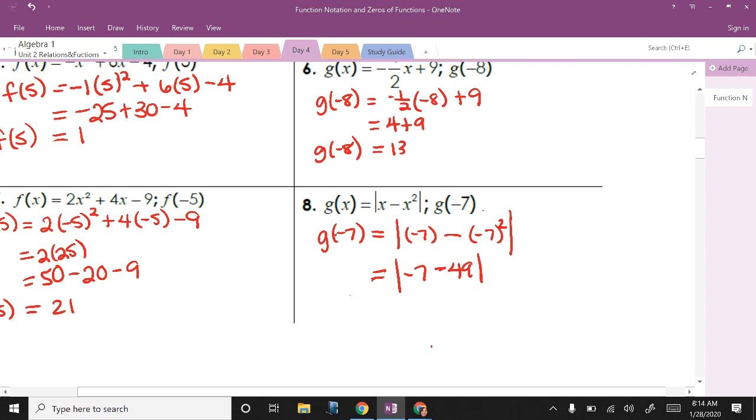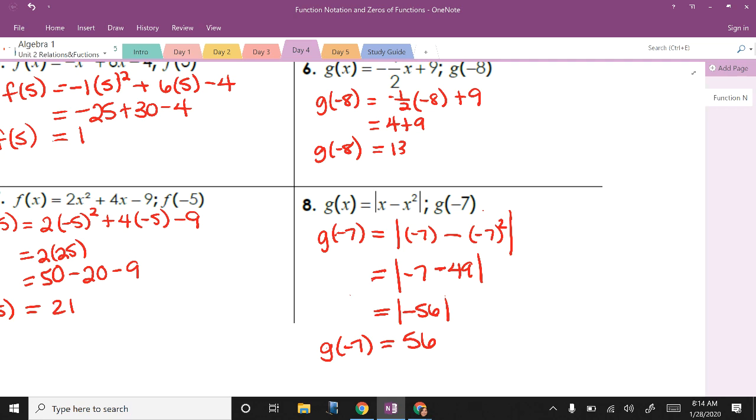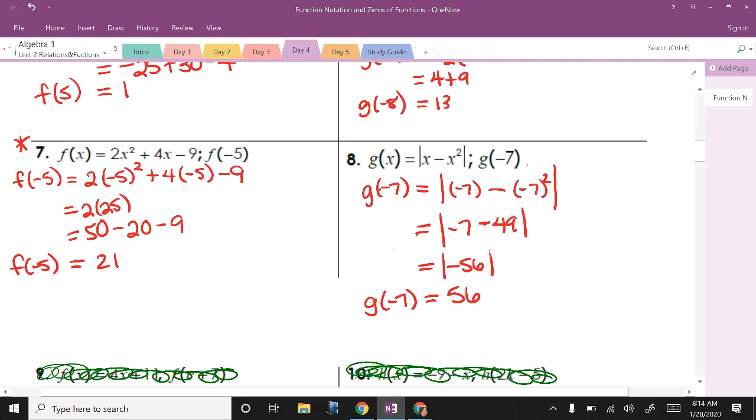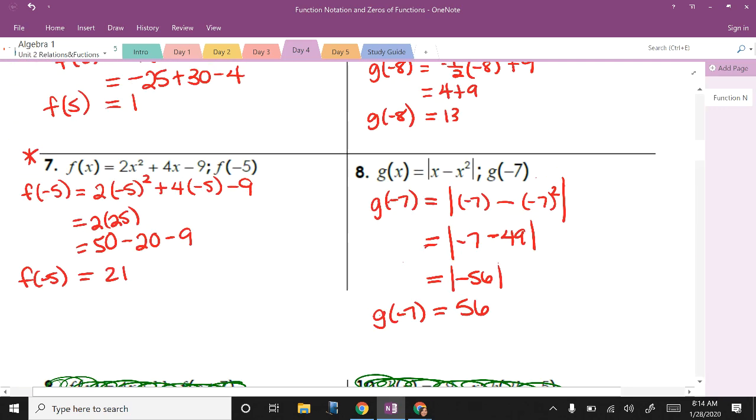And what's -7 minus 49? Yep. So the absolute value of -56. So the final answer is what? G of -7 equals +56. You okay with that? Okay.